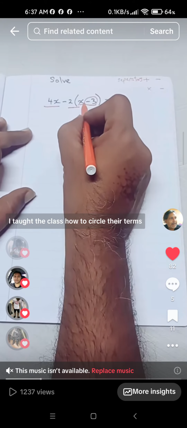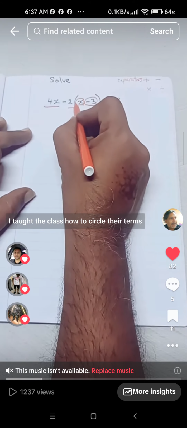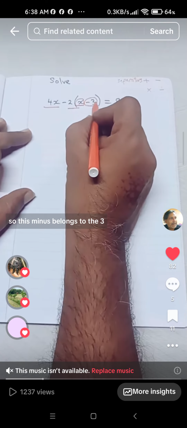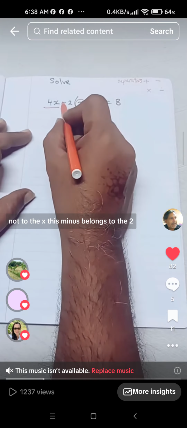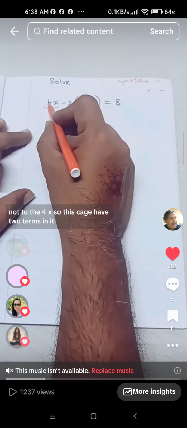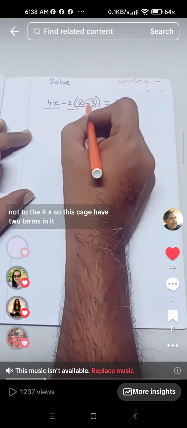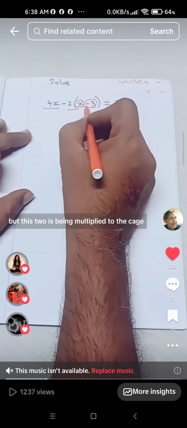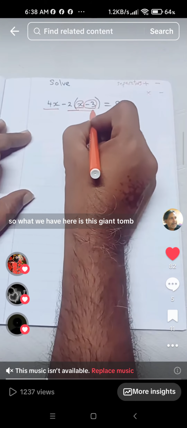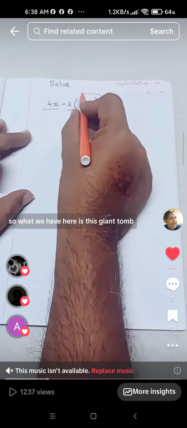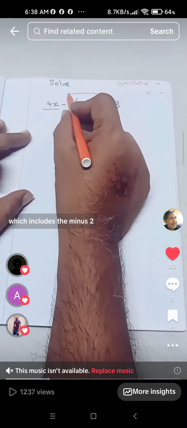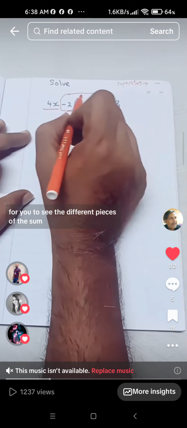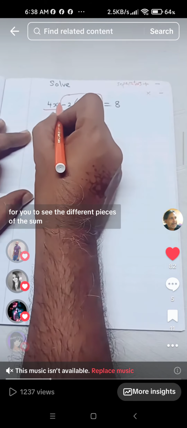I taught the class how to circle their terms. Every term has a sign in front of it. So this minus belongs to the 3, not to the x. This minus belongs to the 2, not to the 4x. So this cage has 2 terms in it. But this 2 is being multiplied to the cage. So what we have here is this giant term, which includes the minus 2. I'm circling it this way for you to see the different pieces of the sum.